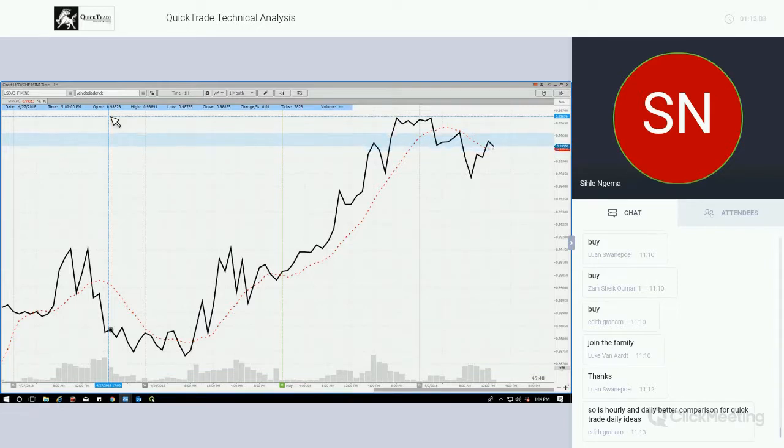You can use maybe the daily and the hourly if you know that the monthly is also looking positive. If all three of them are in agreement, then it's fine. You can actually use the daily. But do not use the daily when it is not in agreement with the monthly. That is not right. That is not right.